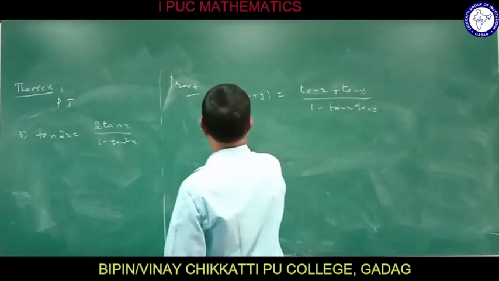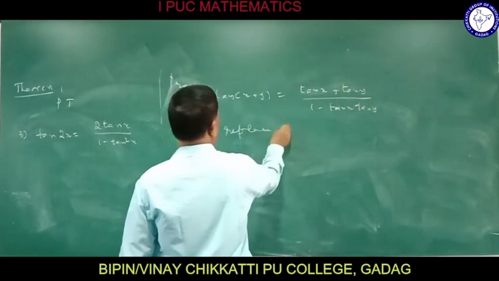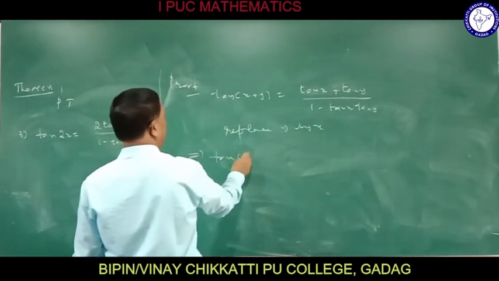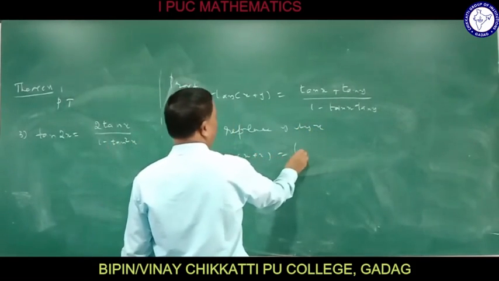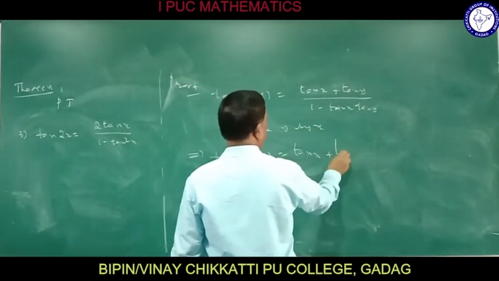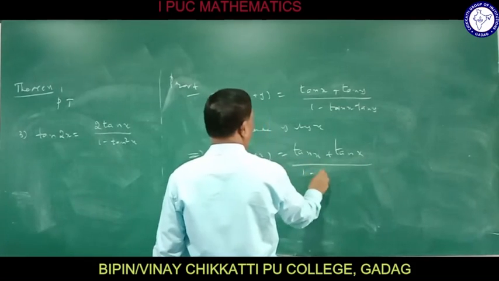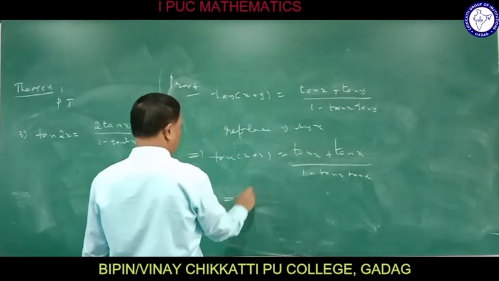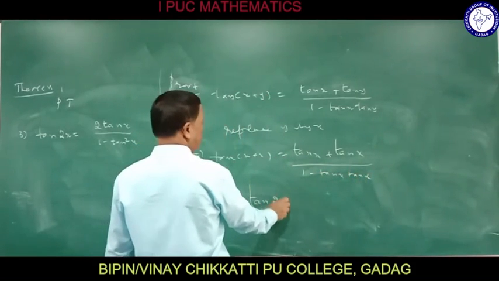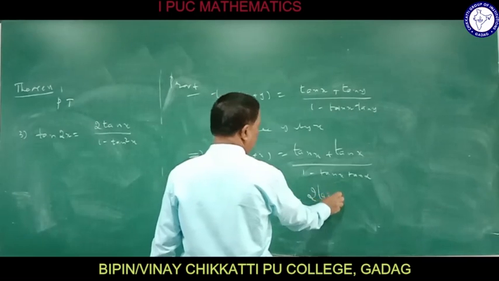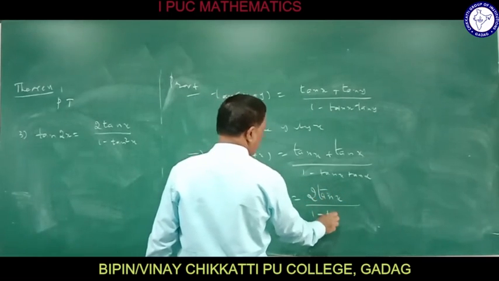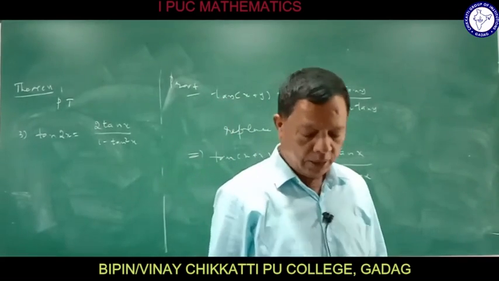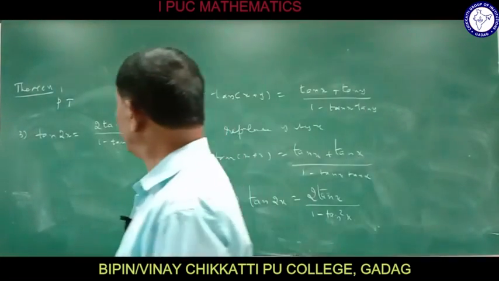So now here replace y by x, then what? You see this? tan of (x plus x) is equal to (tan x plus tan x) divided by (1 minus tan x times tan x). So this implies tan of 2x is equal to 2 tan x divided by 1 minus tan square x. This is the way how we have proved the result for 2x.